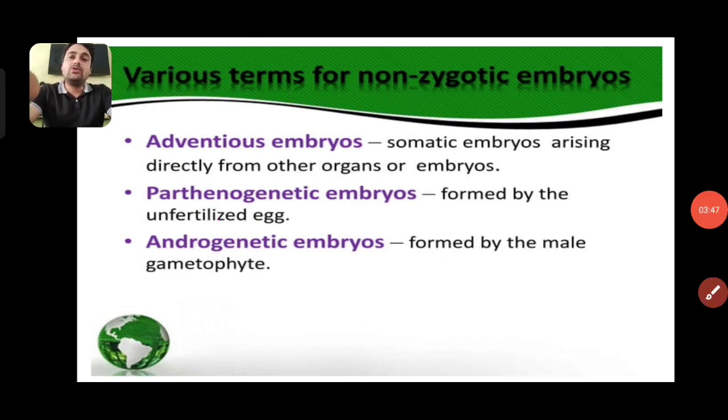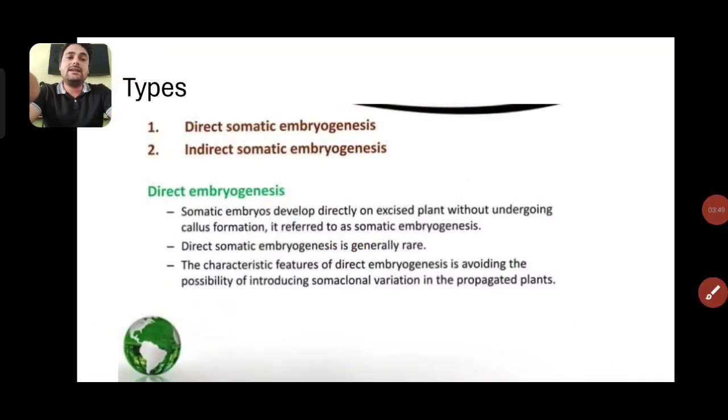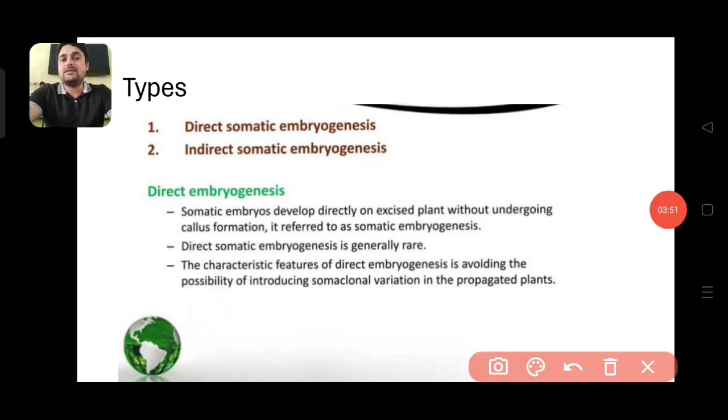Now come to the next slide, that one is somatic embryogenesis types. It has 2 types. First one is direct somatic embryogenesis. In this process, the embryo will be created without any callus formation. So in this process no callus will be formed, while in indirect somatic embryogenesis a callus will be formed. So that's the main basic difference between these types.